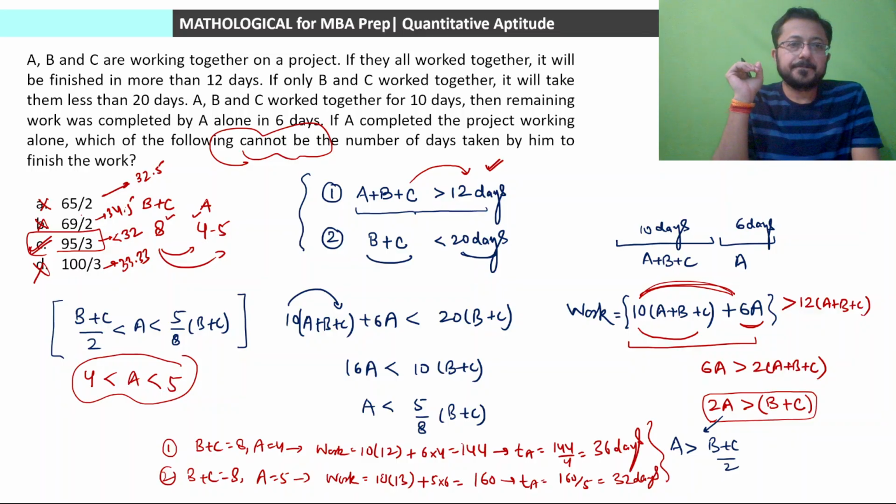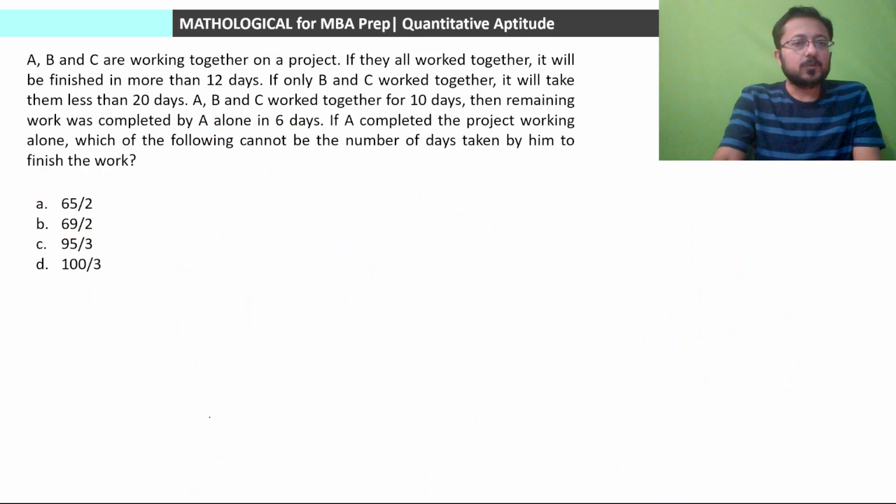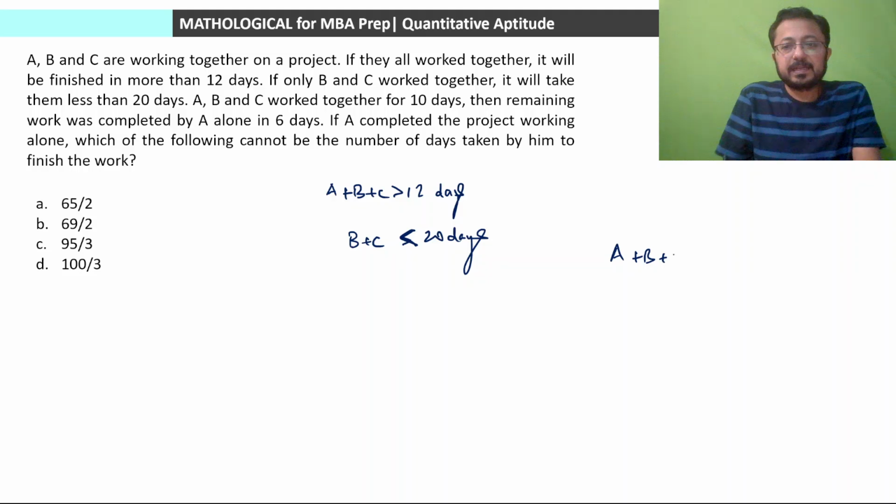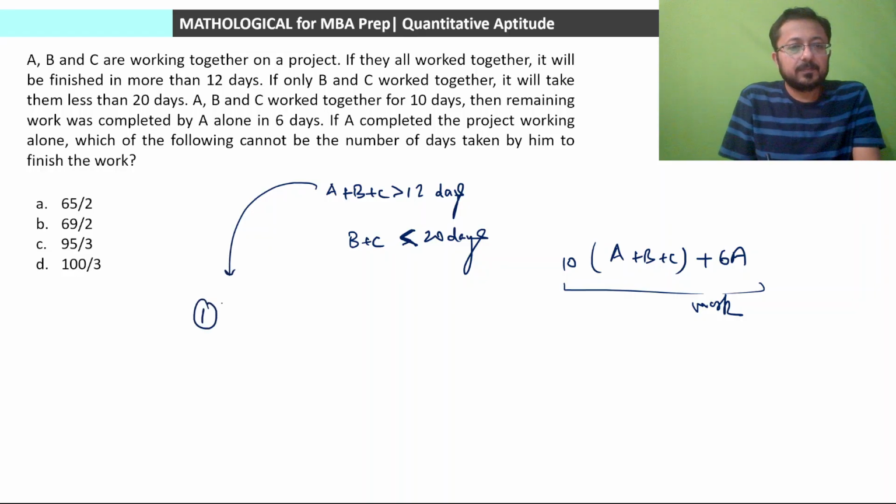Okay, now the same question again. All this equality work that we did would take time in exam conditions and there is no need for it. Straight away we will take two extreme conditions. We have known that A plus B plus C are taking greater than 12 days and B plus C are taking less than 20 days. And otherwise A, B and C are taking 10 days' work plus 6 days' work of only A. This is our total work effectively. Okay, so in the first condition we will be assuming the extreme assumption that A plus B plus C are completing the work in 12 days.